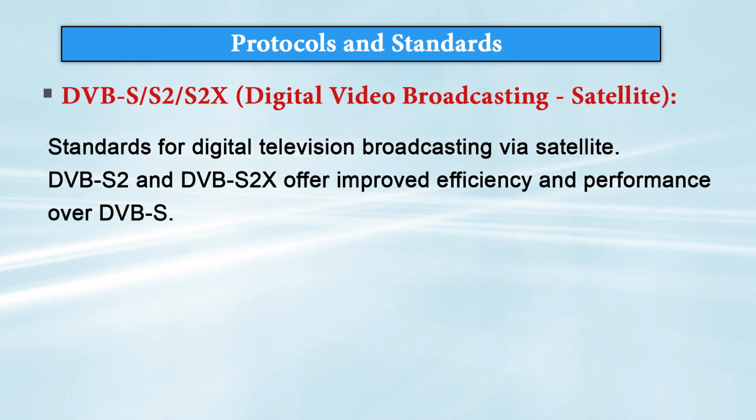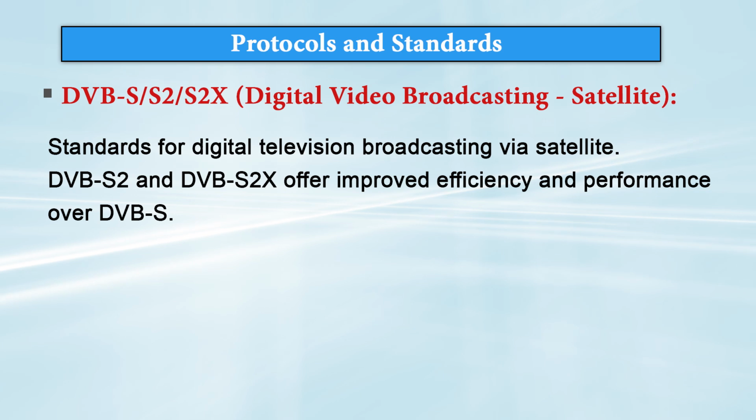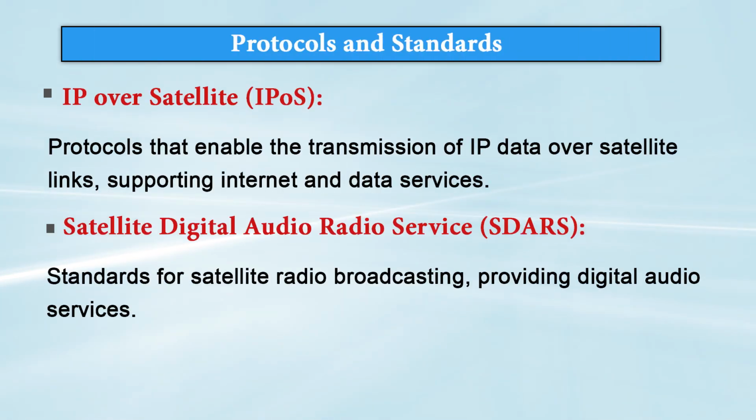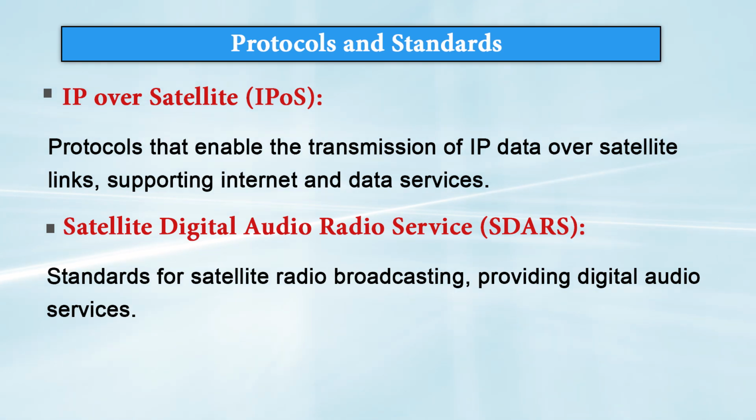Then another segment of the architecture is protocols and standards. We have various protocols and standards for satellite communication, that is DVB-S, S2, S2X, that is digital video broadcasting via satellite. Then we have IPoS, that is IP over satellite. This protocol enables the transmission of IP data over a satellite link, supporting internet and data services. So, these are the essential components of satellite communication architecture. Thank you.